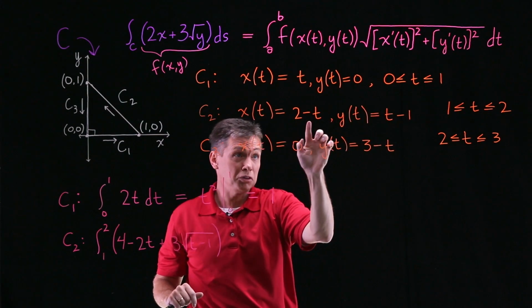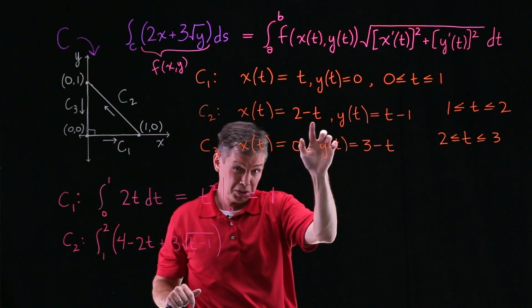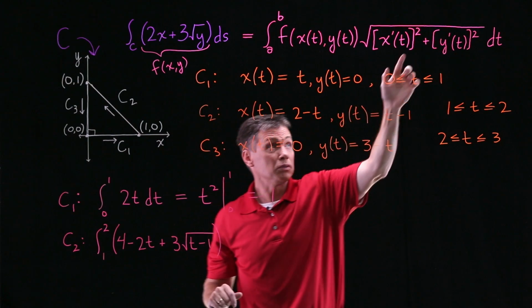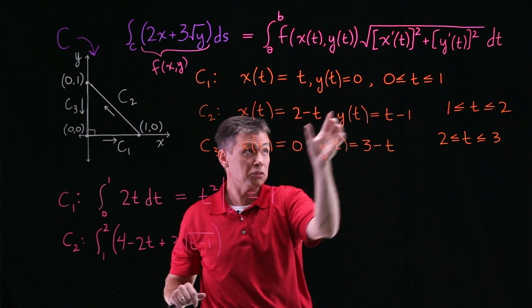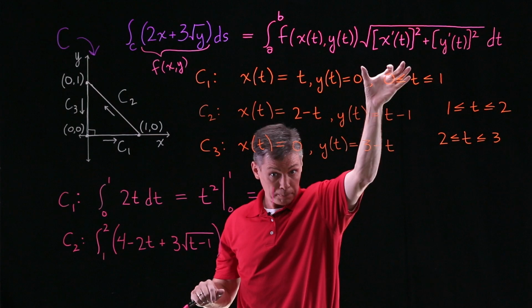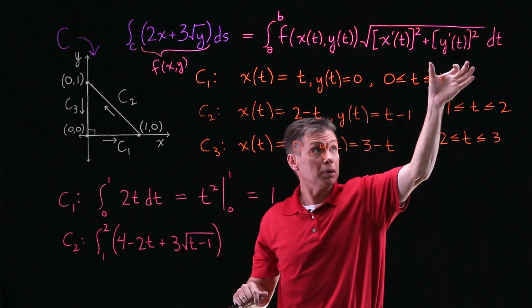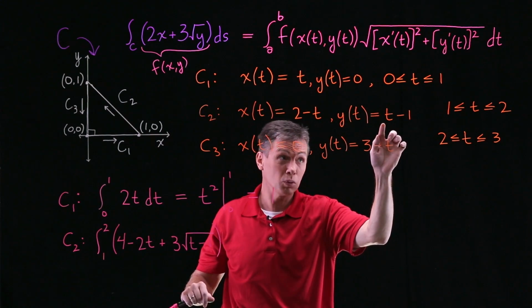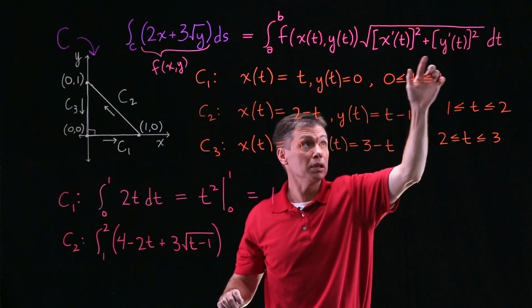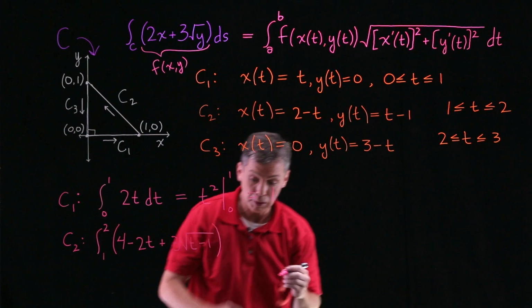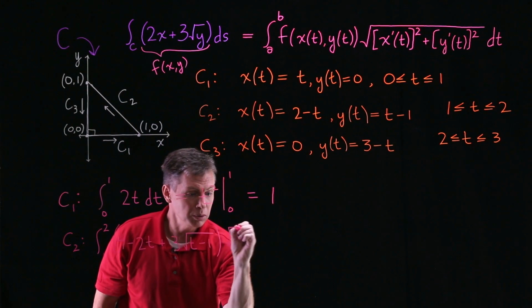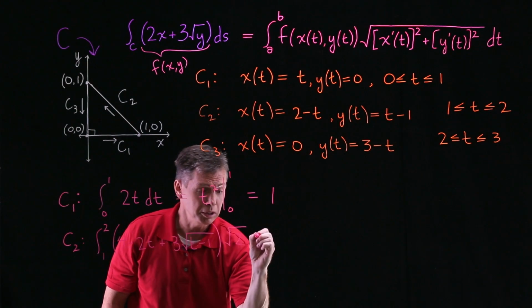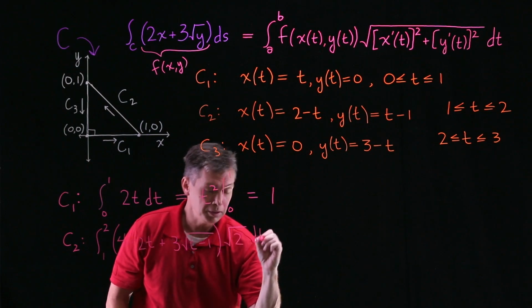Prime of x here is just a negative 1. Differentiate that with respect to t. But it's squared, so I'm thinking, hey, that's a positive 1 right there. Plus y prime, I'll differentiate this. That's 1, that's squared. So I'm getting 1 plus 1, that's 2, and then there's a square root. So I do have a factor of a square root of 2 here before the dt.